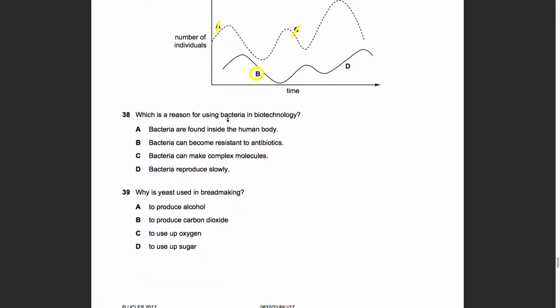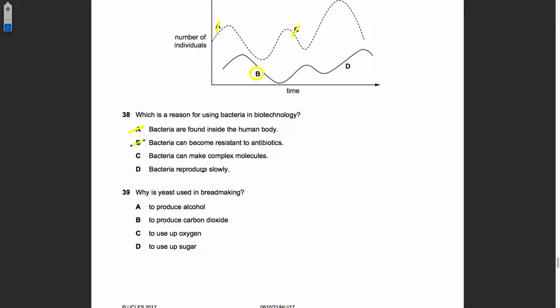A reason for using bacteria in biotechnology. They're found inside the human body. They may very well be, but that isn't really a reason for using them. So it seems unlikely. Got to get rid of that one for a minute. Bacteria can be resistant to antibiotics. Not sure if that's really that useful for biotechnology. So let's just put a line for it for now. Bacteria can make complex molecules. Okay. Or bacteria reproduce slowly.